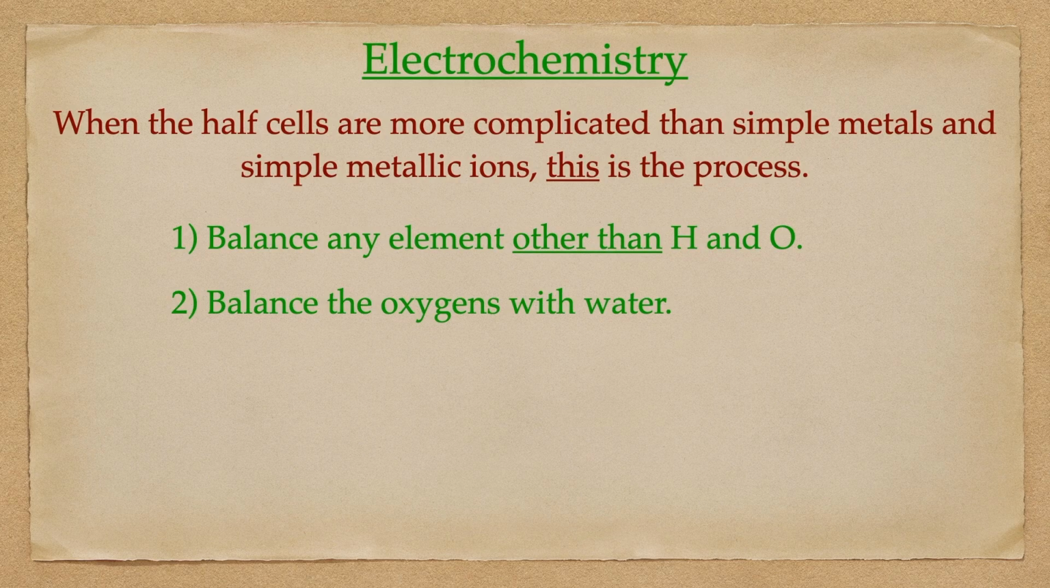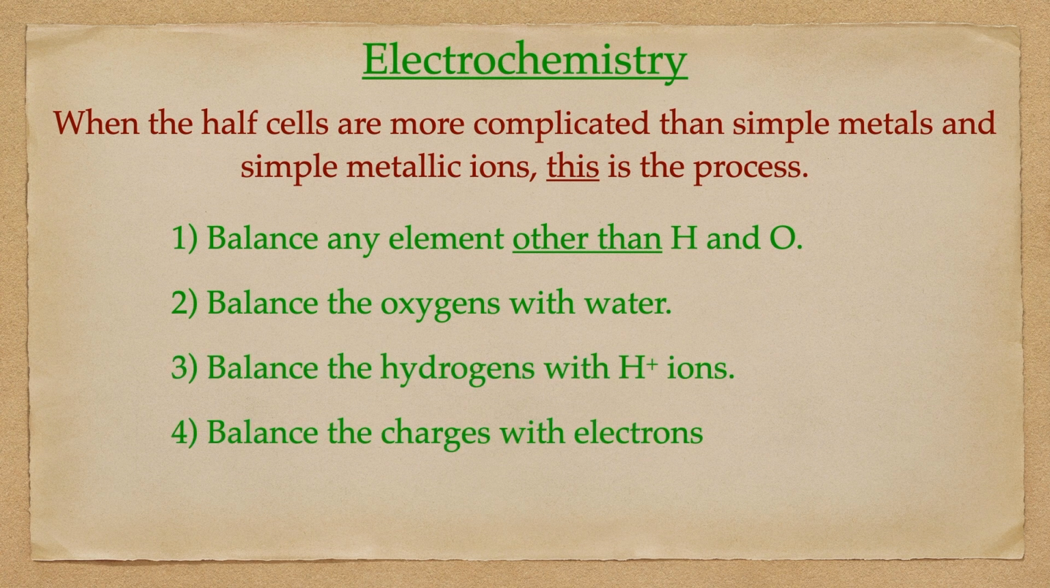When the half cells in a redox reaction are more complicated than simple metals and simple metallic ions, this is the process we should follow. The first step, balance any element other than hydrogen and oxygen. Second step, balance the oxygens with water molecules. This, of course, will introduce some hydrogen ions, so our third step, balance the hydrogens with hydrogen ions. Next, the fourth step, balance the charges with electrons.